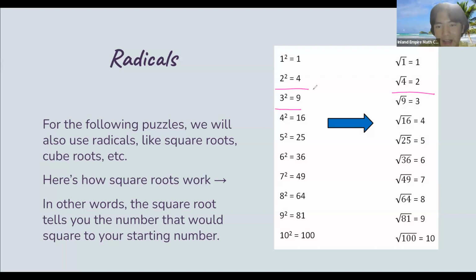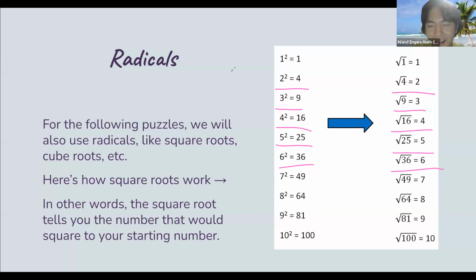3 to the second power is 9, because 3 times 3 is equal to 9. So the square root of 9 is 3. Similarly, 4 times 4 is 16, so the square root of 16 is 4. And 5 times 5 is 25, so the square root of 25 is 5. 6 times 6 is equal to 36, so the square root of 36 is 6. And so on and so forth. Does this make sense? No, it does not. Okay.